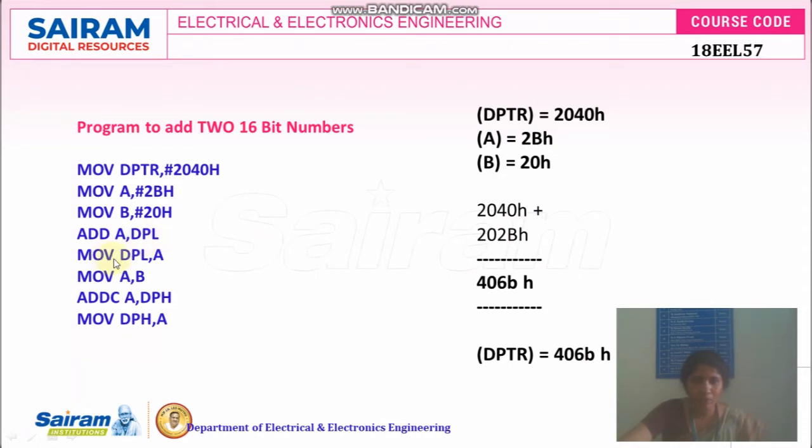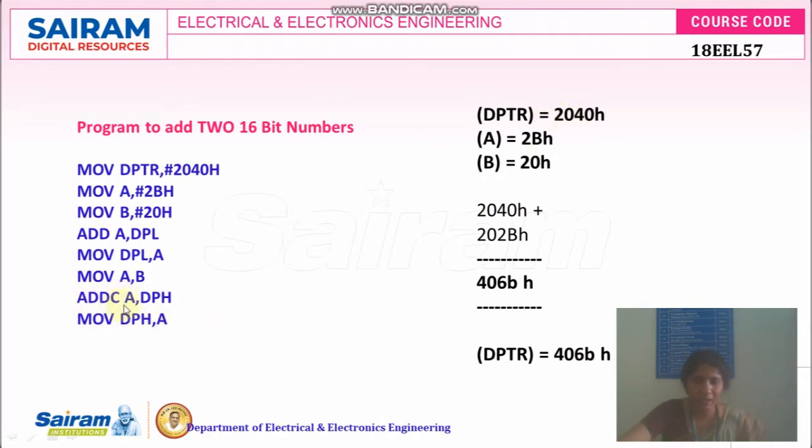Next, you need to move the accumulator content to data pointer low. Then MOV A, B. Why am I moving the B content to the accumulator? Because the first data to be processed by any arithmetic instruction will be taken only from the accumulator. So the B register data is moved to your accumulator. Now 20 is available in your accumulator and DPH is having 20. So you can give ADD with carry.